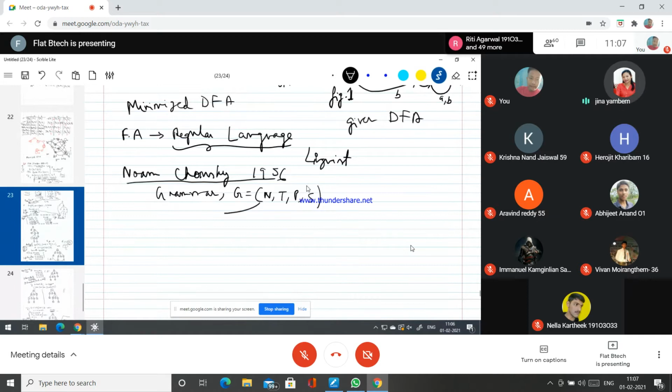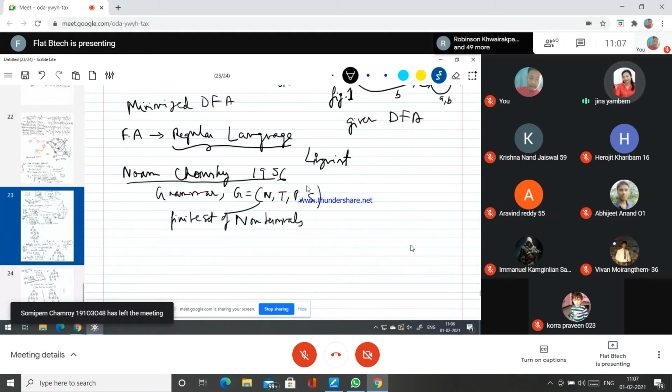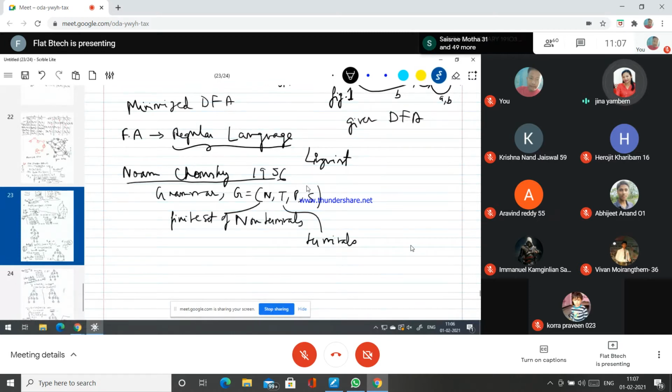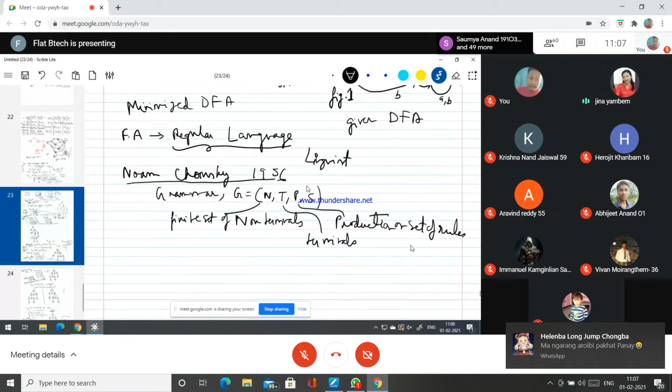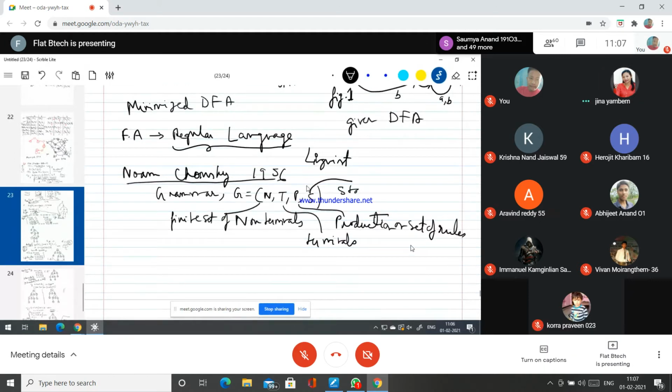N is nothing but a finite set of non-terminals, mostly represented by capital letters. T is the finite set of terminals, equivalent to input symbols. P is the production, or set of rules. And S indicates the start symbol.